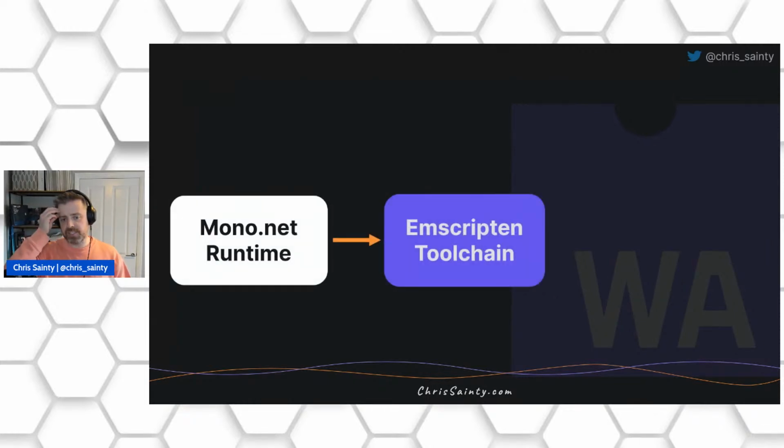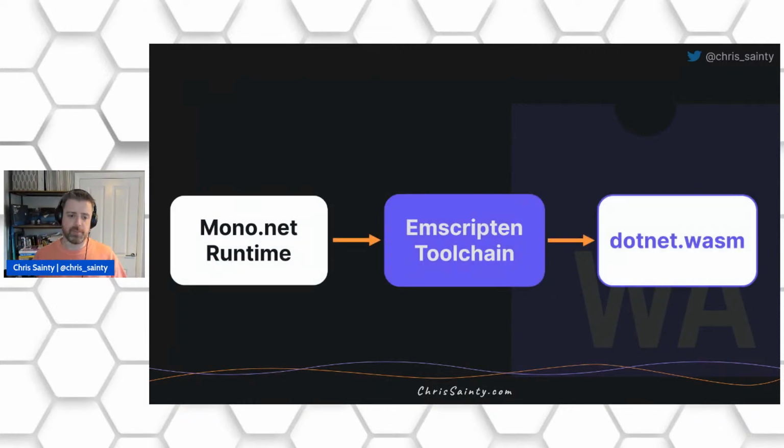So how does this actually fit with Blazor WebAssembly then? Well, interestingly, by default, at least with .NET 6 now, your application is not compiled to WebAssembly. It's a common misconception that people think that Blazor WebAssembly applications are all compiled to WebAssembly. That's not true. What happens is the .NET runtime, Mono .NET, is compiled through a toolchain called Emscripten.